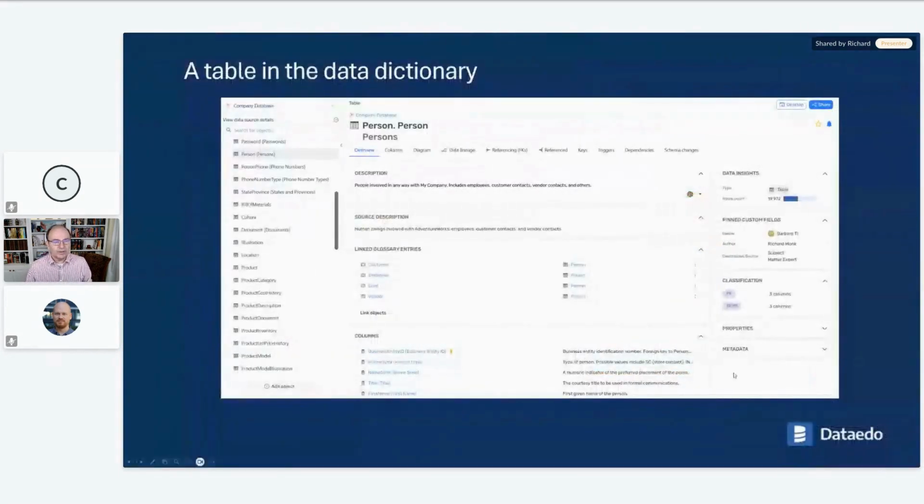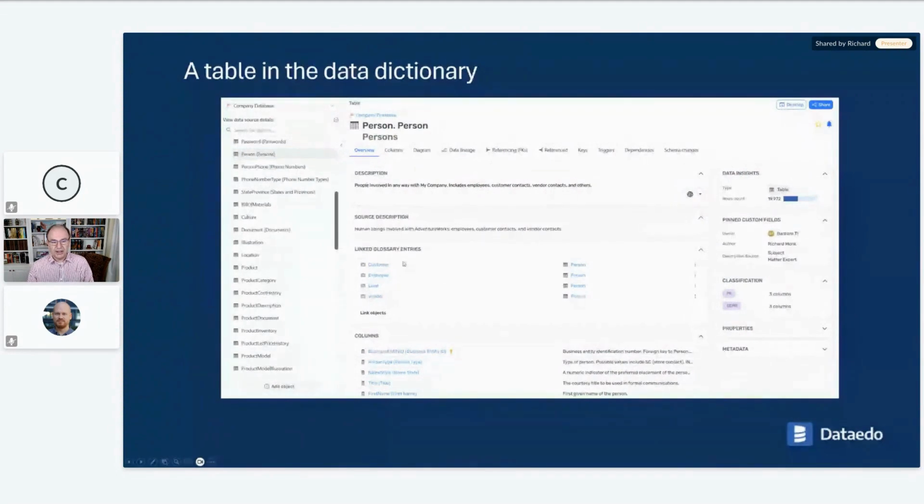Here's a view of what a table looks like in the data dictionary in Dataedo. This is in Portal. So we're looking at the person table, and we see a lot of metadata over here. Just to briefly mention some, right here, source description, we have the description that was provided by the engineers when they created this table. That is that source description. Above that, the user-friendly description that's provided for the business users. We're going to talk more about creating these.